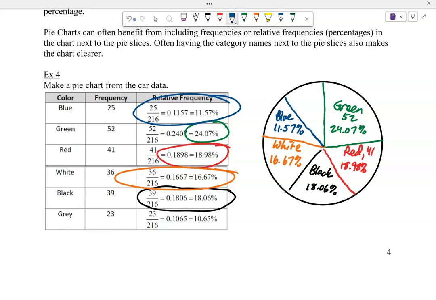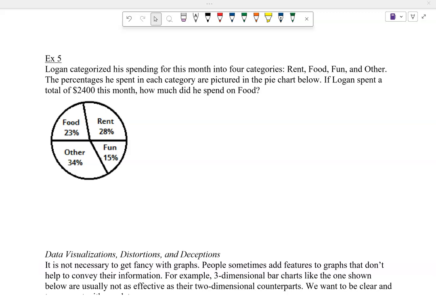And my last one's a gray. I'll just do it in blue again. So gray, 10.65% there. Now we have a pie chart showing all the percentages. And you notice all the percentages will add up to 100%. Let's go ahead and read this pie chart here.